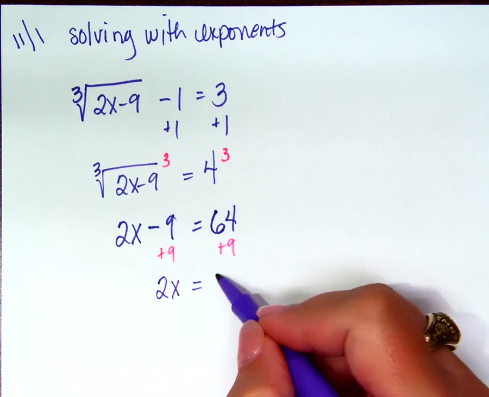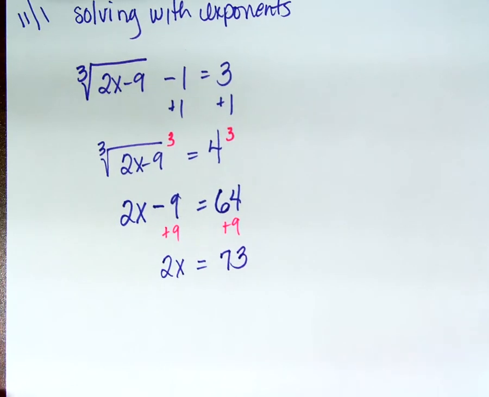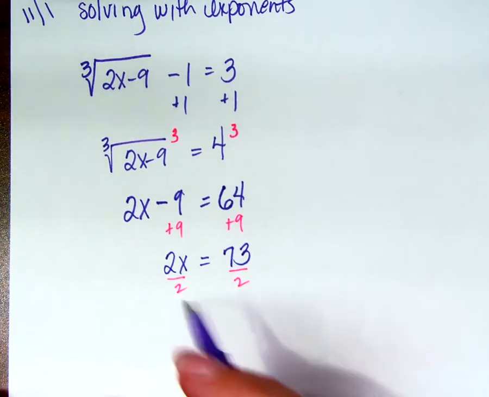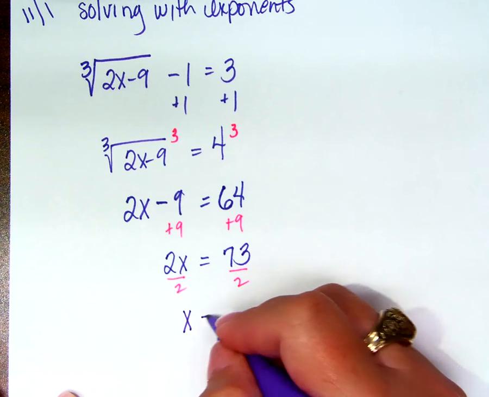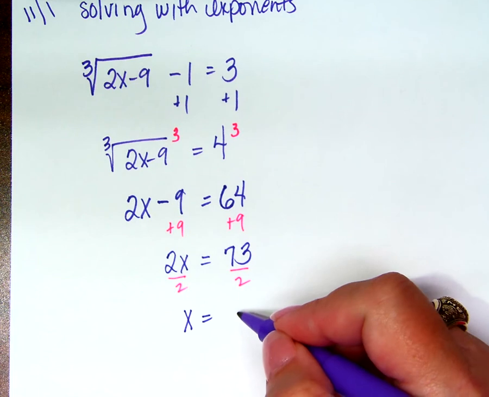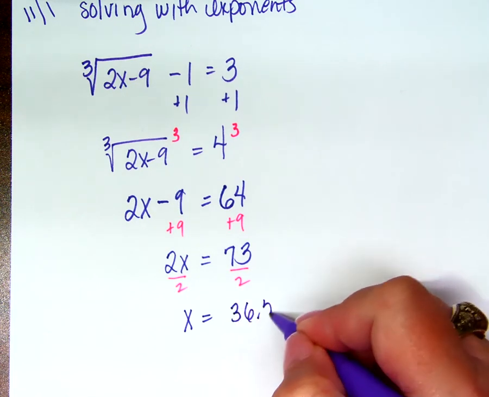2x equals 73. If I divide both sides by 2, what do I get? Okay, perfect. X equals? Oh, see, this must be wrong because we're getting a decimal as an answer. Well, won't we know for sure if it's wrong in just a minute? Okay, so what do we end up with? How about 36.5? Okay.